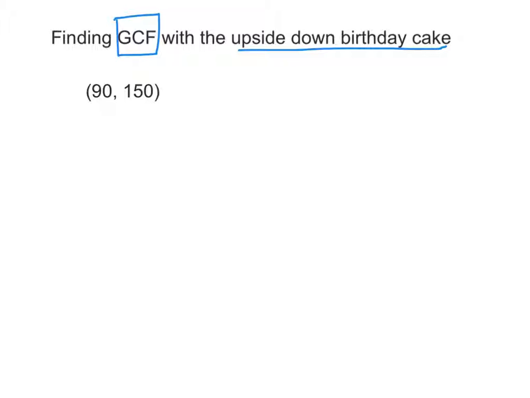So the first thing you do when you do the upside down birthday cake method is you're presented with two numbers or three numbers. You're going to make an L, which is kind of a layer of the cake. You're going to put your two numbers side by side. Then you're going to go to your divisibility rules and work through the numbers that go into both. Knowing your divisibility rules, you know when they end in 0, the first number we can take out is 10. So you put this common factor on the outside or the left of the birthday cake.